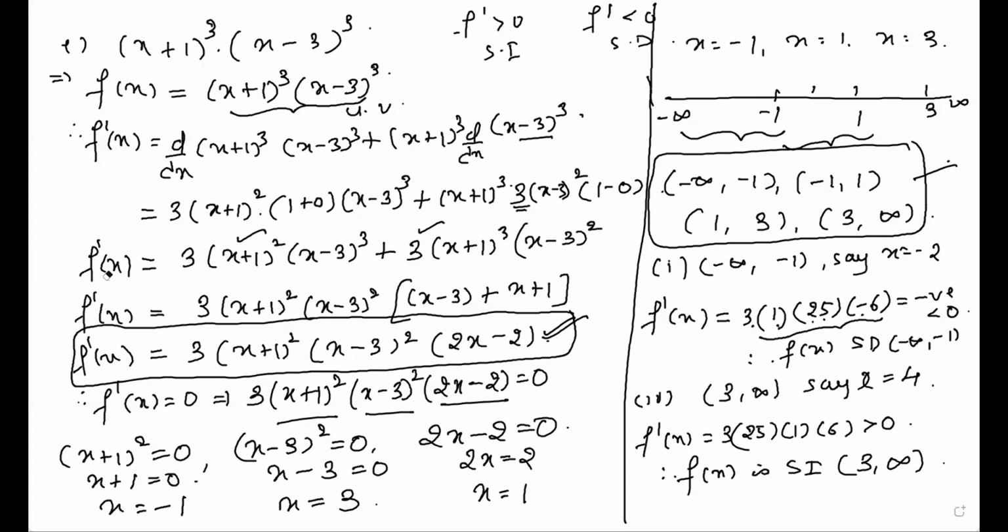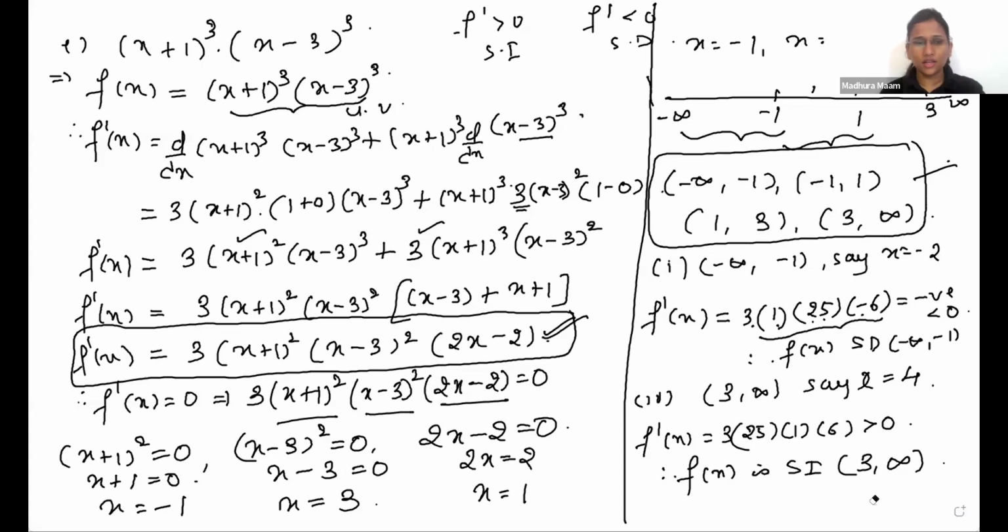Ma'am, minus 1 to 1 strictly decreasing. Will it be strictly decreasing? Yes, ma'am. Then okay, 1 to 3 it will be increasing. Correct? Here it will come decreasing and here it will come increasing. Check. Okay. Shall I clear the board? Yes, ma'am. Everyone copied? All 6 students, everyone copied? Yes, ma'am. Okay.